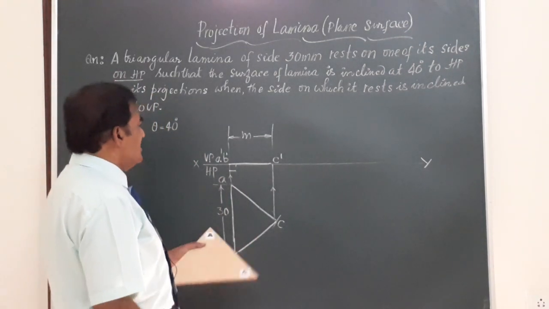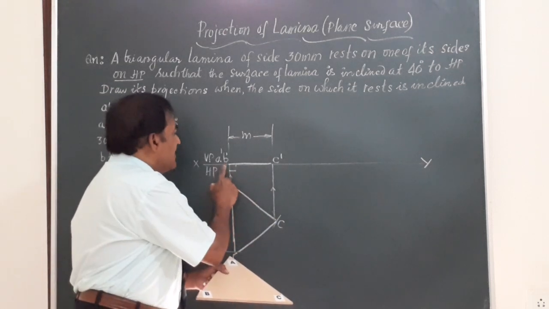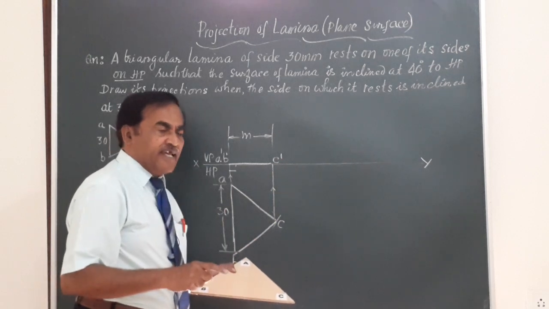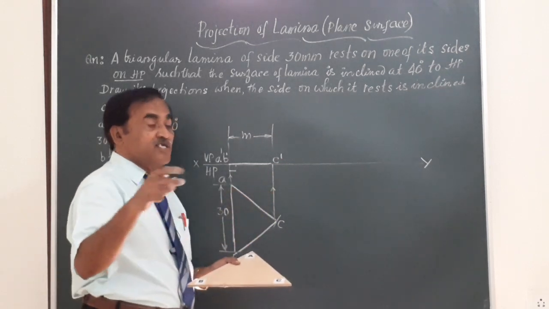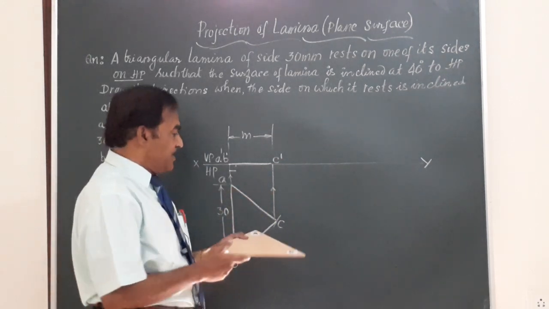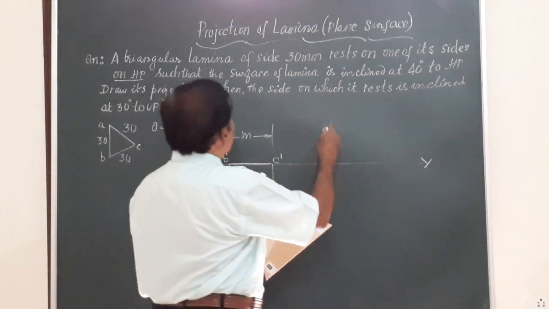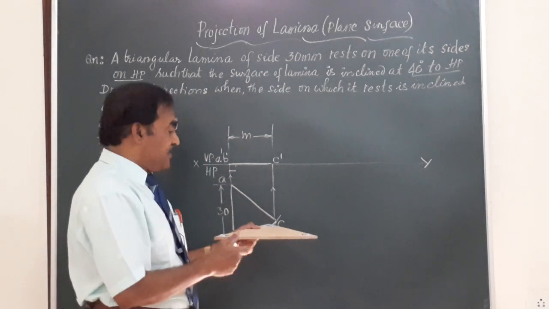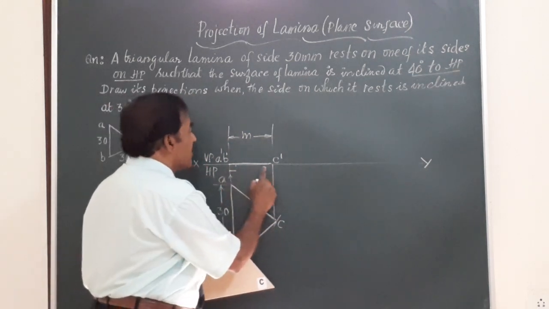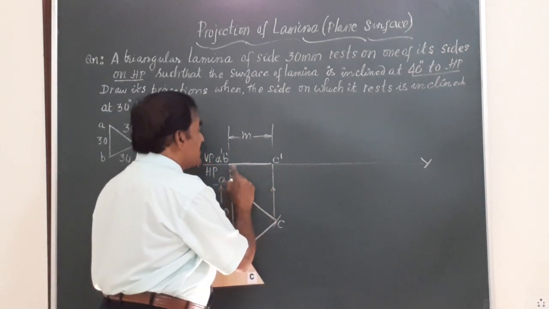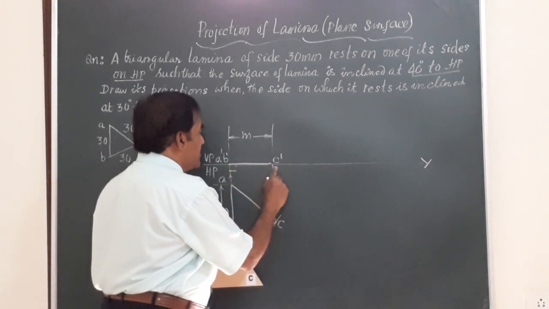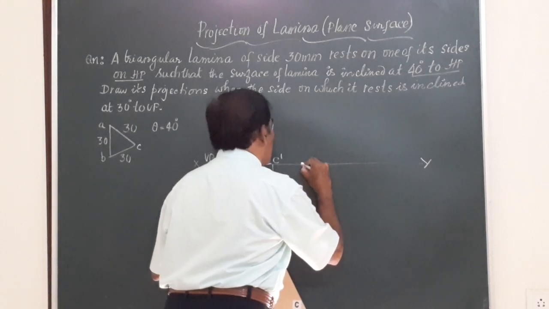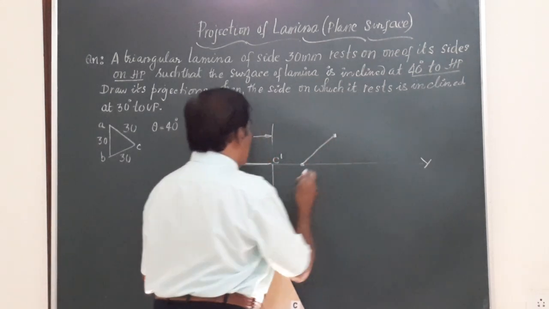Now friends, the surface of the lamina ABC, a triangular surface, is in contact with the XY line, and hence it is making 0 degrees with the ground or HP. But it says it has to make an angle of 40 degrees to HP, 40 degrees to the XY line. So whatever lamina we have got here, I am going to redraw this line A dash, B dash, C dash of length m anywhere on this line inclined at an angle of 40 degrees. So the same measurement you should take.